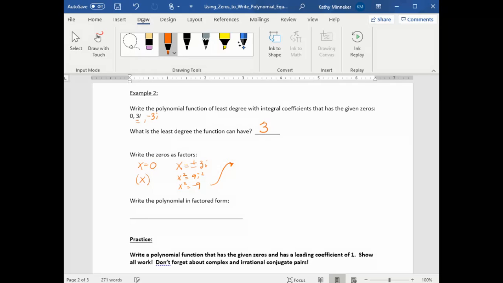So this whole expression, we solve it for 0. x squared plus 9 equals 0. So our remaining factor is x squared plus 9. So the polynomial in factored form is f of x equals x times x squared plus 9. And that is the factored form. Okay, your homework is to complete the rest of this practice and write everything out in factored form.